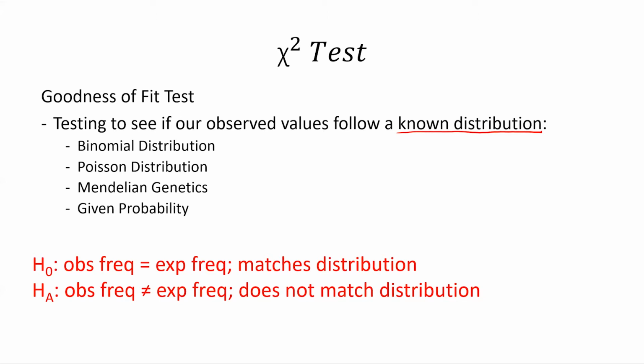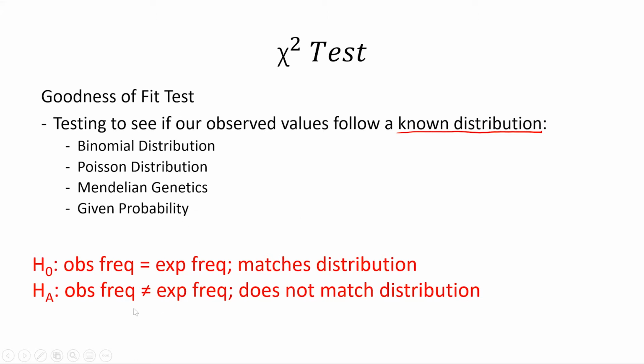As I said, for all chi-squared tests, our null and alternative hypotheses are always the same. However, the interpretation is a little bit different. So the null for the chi-squared goodness of fit test is that our observed frequency equals our expected frequency, but we interpret that as meaning that it matches the distribution that we have expected. So it matches a binomial, Poisson, Mendelian, or given distribution.